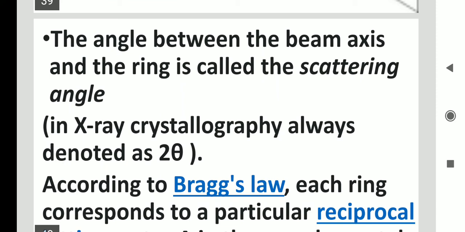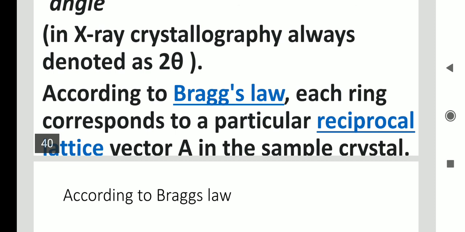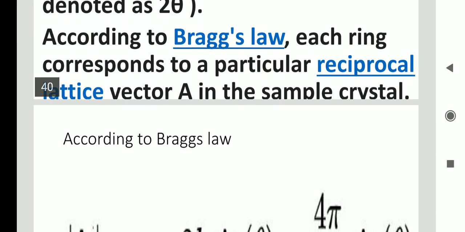Why do we take it in X-ray crystallography? It is denoted as 2 theta. According to Bragg's law, each ring corresponds to a particular reciprocal lattice vector A in the sample crystal.